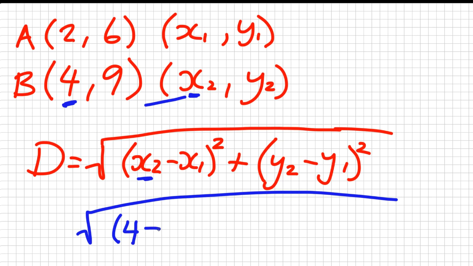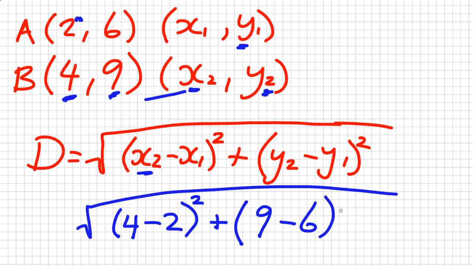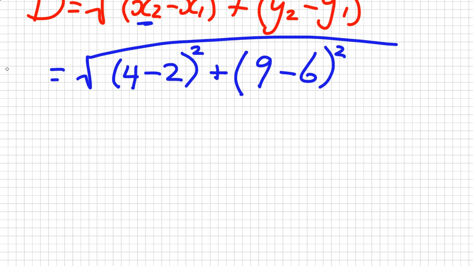Now take away X1, which we've determined to be, let's have a look, X1, well, that's 2. There we go. Bracket, squared, plus Y2, well, Y2, that is 9, minus Y1, which we worked out to be 6, bracket, and squared. So now all I have to do is work this equation out, and that will give me my distance.